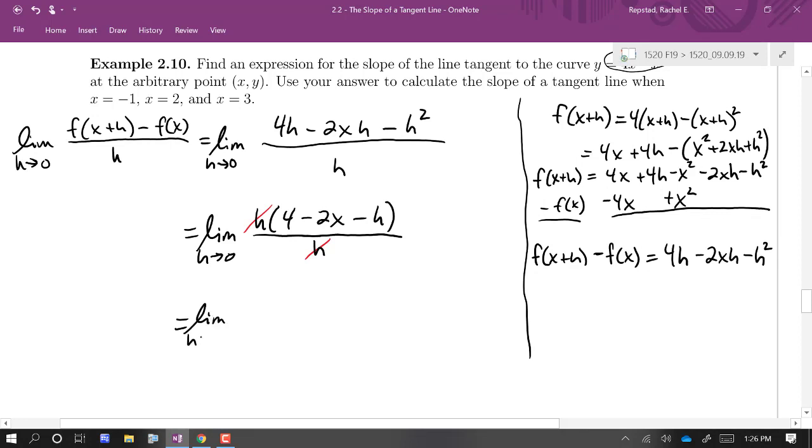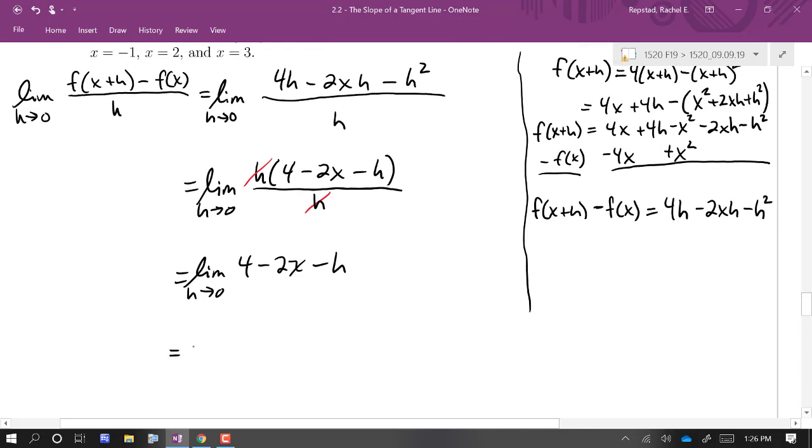Now that we've done that, we can totally let h approach 0. Now, as h approaches 0, nothing's happening to 4, right? Nothing's happening to that 2x, right? There's no h's there. So as h approaches 0, that just means this guy approaches 0, goes away. And the expression that we end up with is 4 minus 2x. And that is our tangent slope as a function of x.